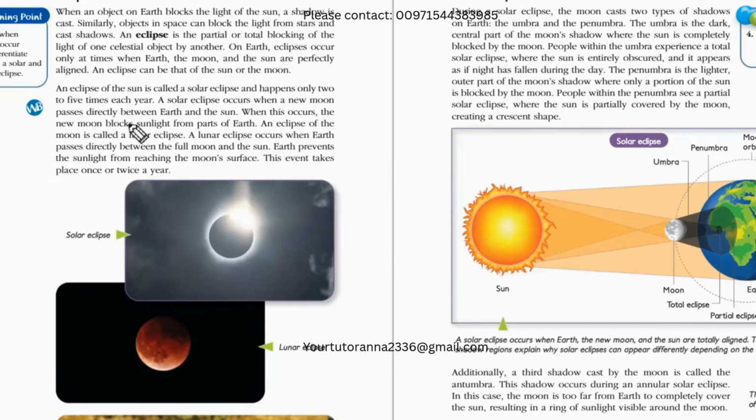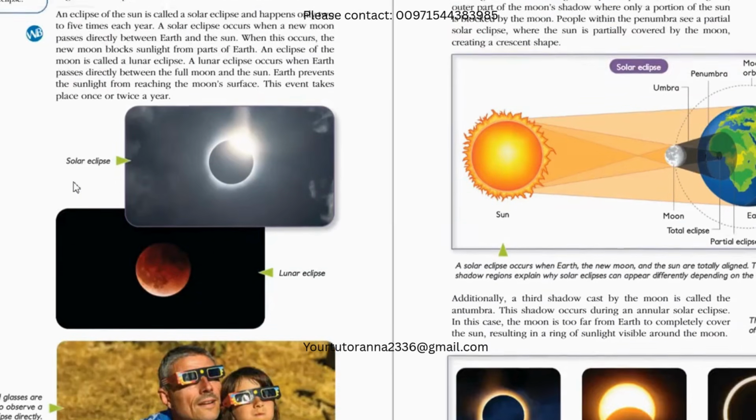When this occurs, the new moon blocks sunlight from parts of the Earth. An eclipse of the moon is called a lunar eclipse. A lunar eclipse occurs when the Earth passes directly between the full moon and the sun. So what happens whenever, I hope there's a picture here. Okay, there isn't.